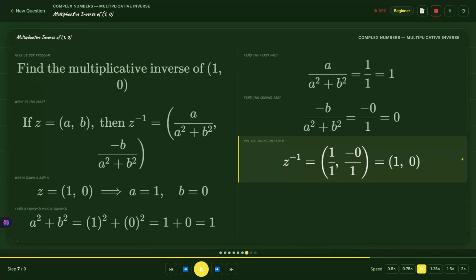Now we put both parts together. The first part is 1 and the second part is 0. So our answer is 1, 0.